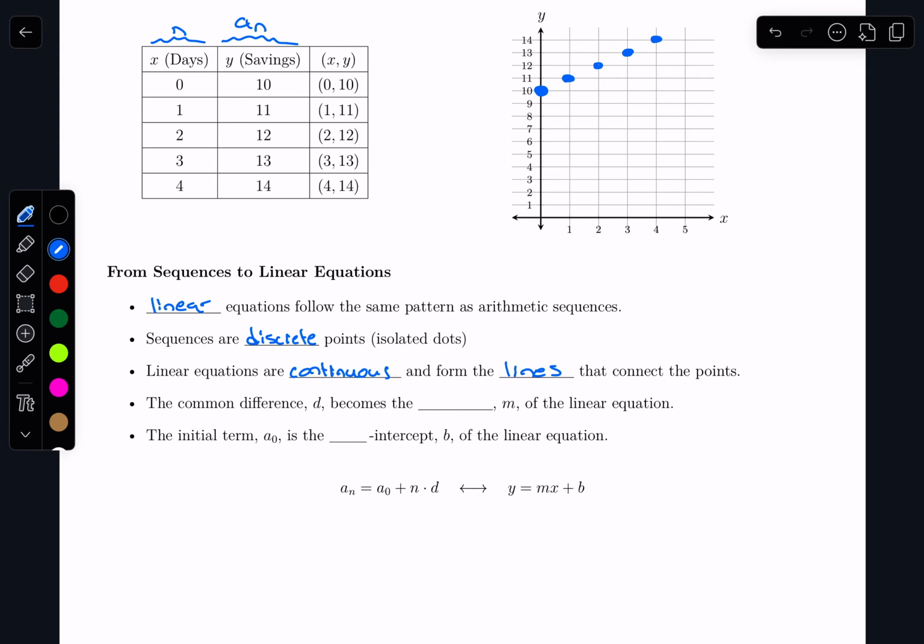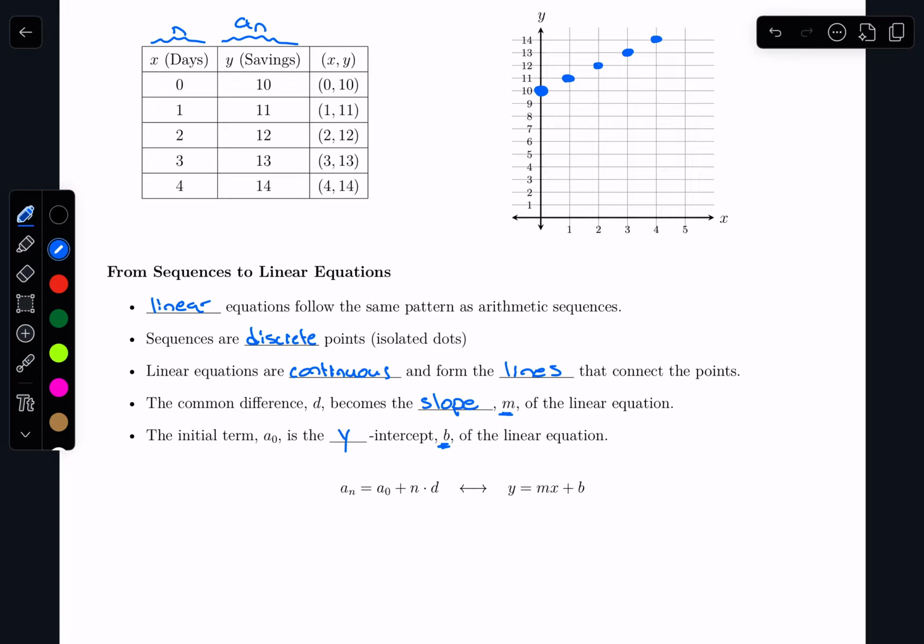So we are now connecting the dots in order to make linear equations. But the way we get there is the same. We still plot the points first, and then we just draw a line through them. The common difference d, when we write a linear equation, is going to be referred to as slope, which is m. And then the initial term, a naught, or a sub 0, is going to be referred to as the y-intercept, which will be the letter b in our formula.